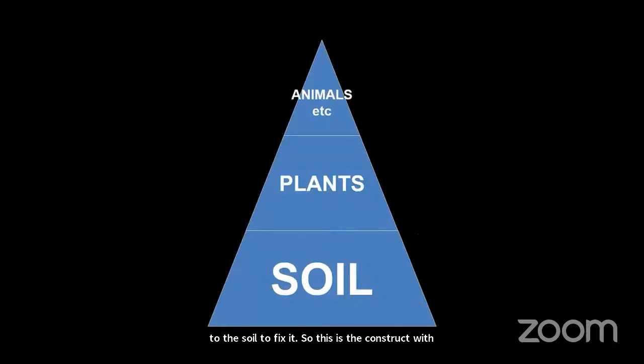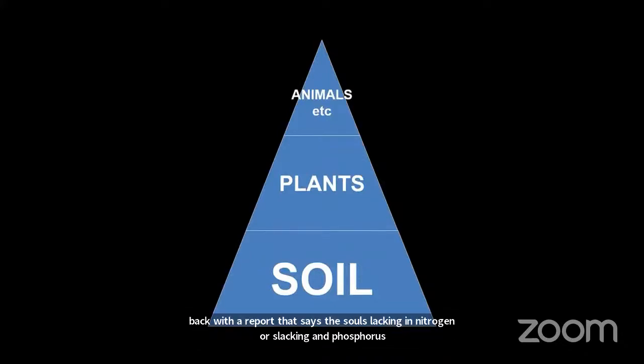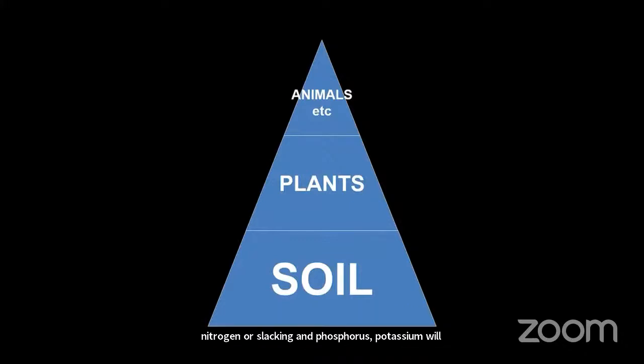So if this is the construct, if this is the way that we see the world, our farming agricultural world, if our plants aren't performing as we'd like, our crops aren't producing as we'd like, what's the first thing we do? We go and take a soil sample, send it off to the lab, which will analyse the soil and come back with a report that says the soil's lacking in nitrogen, or it's lacking in phosphorus or potassium or sulphur or calcium or magnesium or something, and you have to add that to the soil to fix it.